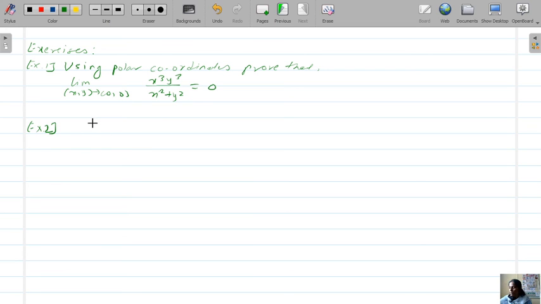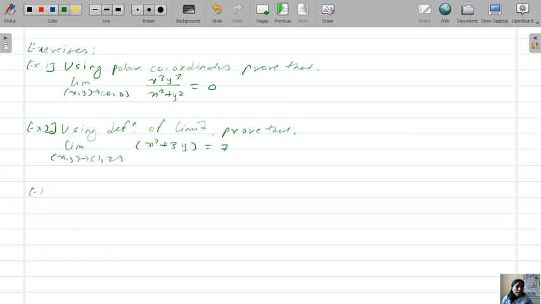Exercise number 2. Using the definition of limit, prove that limit (x,y) tends to (1,2) of the function x square plus 3y, and this value of limit must be 7. And exercise number 3, one more example for practice.